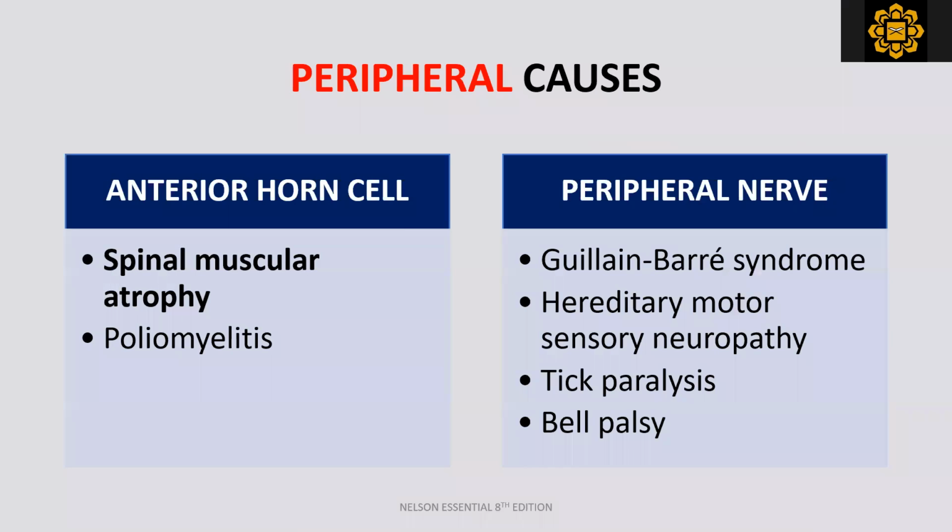Moving on with the peripheral causes. I have mentioned before, there are 4 things that we need to consider when talking about peripheral causes, which are the anterior horn cell, peripheral nerve, neuromuscular junction, and the muscle. For the anterior horn cell, I will be talking about spinal muscular atrophy, and poliomyelitis will be explained by Brother Haikal, and the peripheral nerve such as GBS will also be explained by Brother Haikal.